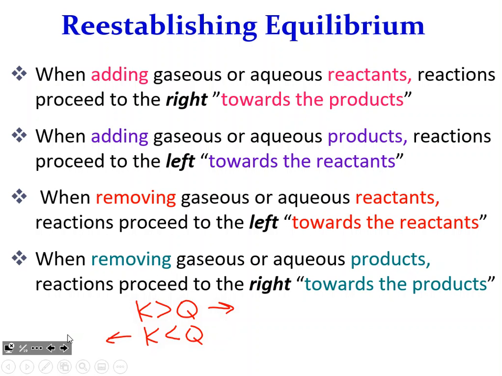K versus Q will indicate it for you, and you can think about Q as just the non-equilibrium values using the law of mass action, which is the products raised to the power of their coefficients in the balanced equation over the reactants' concentrations raised to the power of their coefficients in the balanced reaction. When we disturb it, it becomes Q because it's not at equilibrium. Then we compare it to the original K value, and we can see which direction it's going in order to reestablish equilibrium.